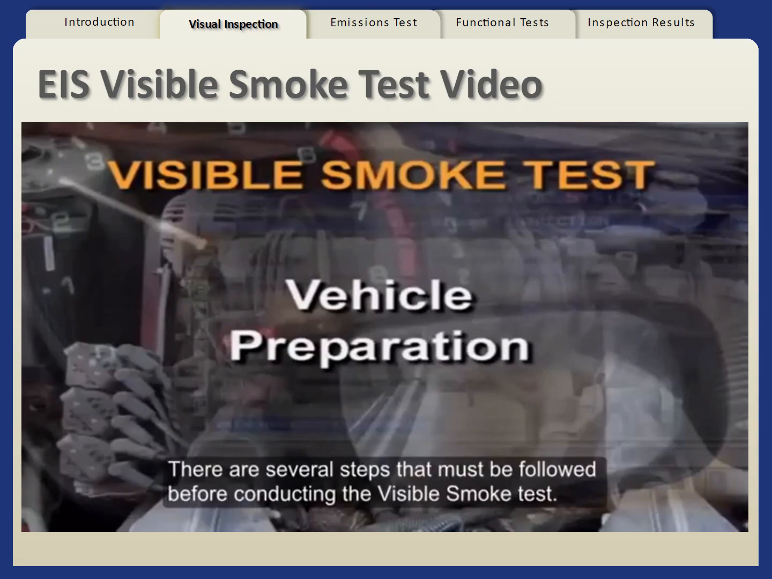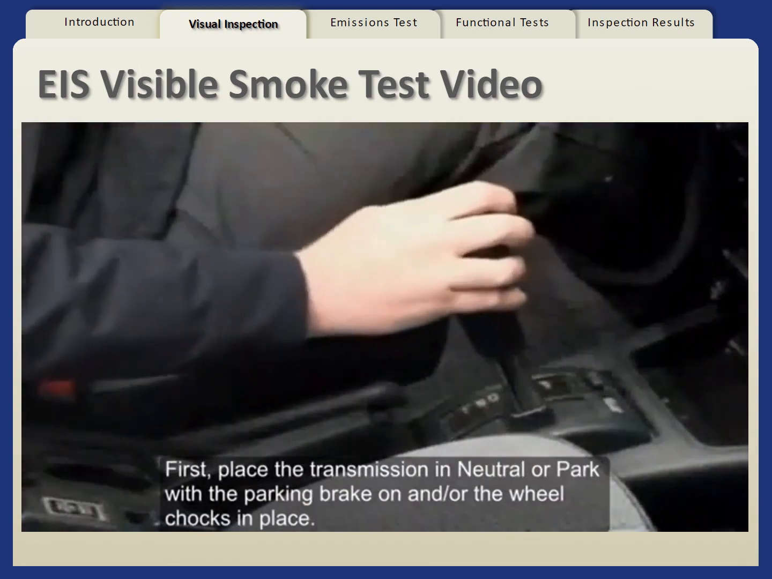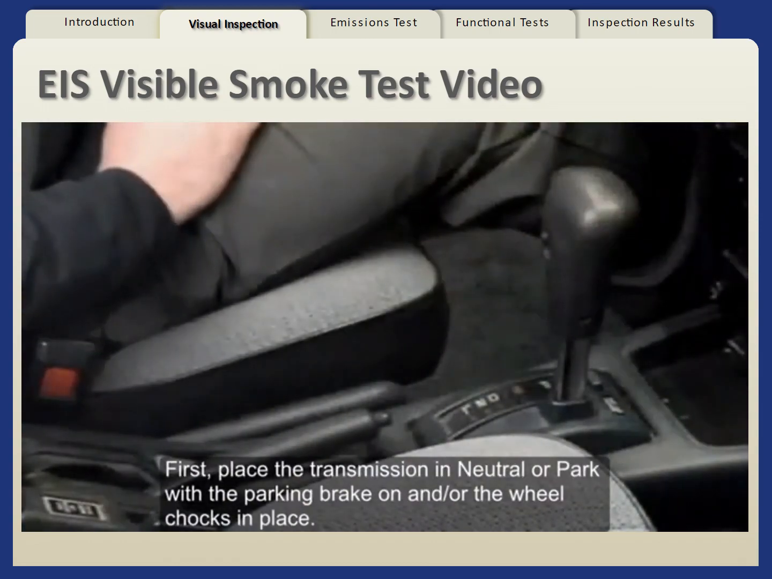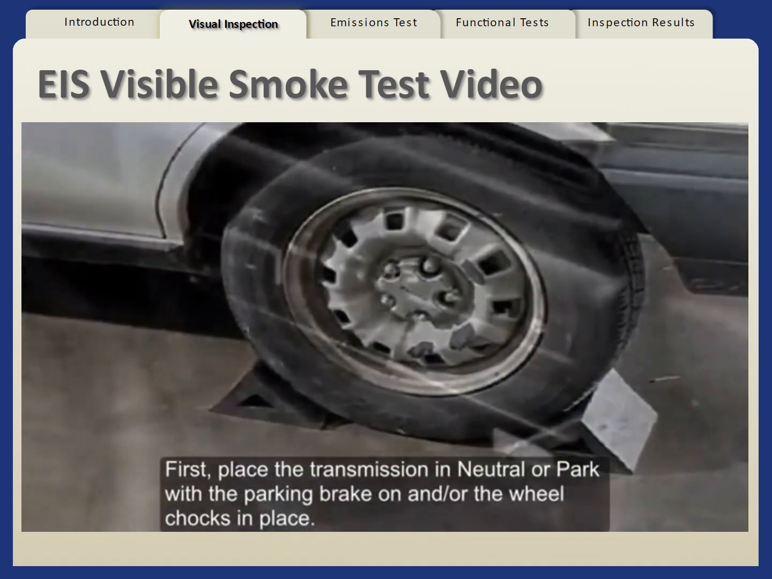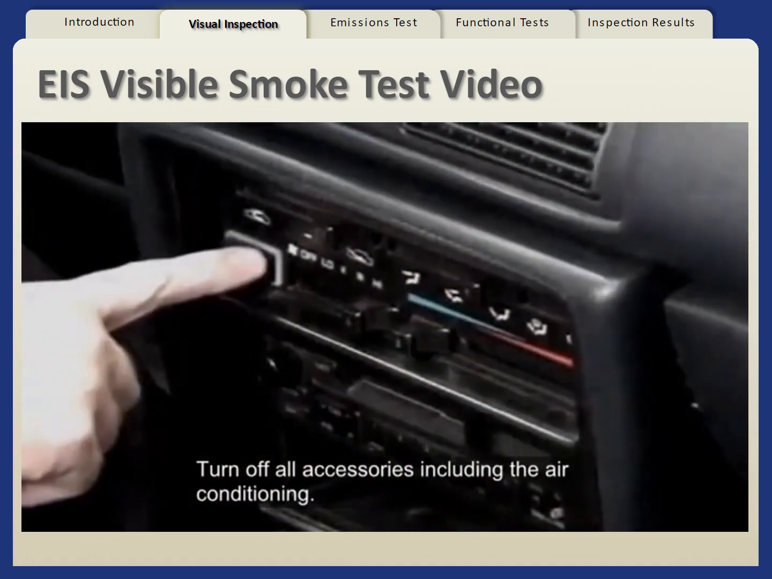There are several steps that must be followed before conducting the visible smoke test. First, place the transmission in neutral or park with the parking brake on and/or wheel chocks in place. Turn off all accessories, including the air conditioning.